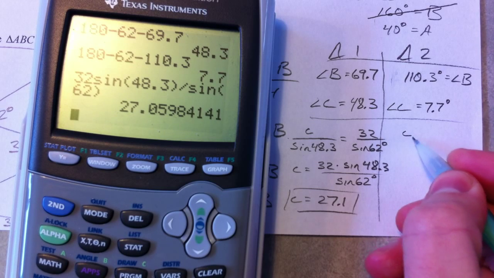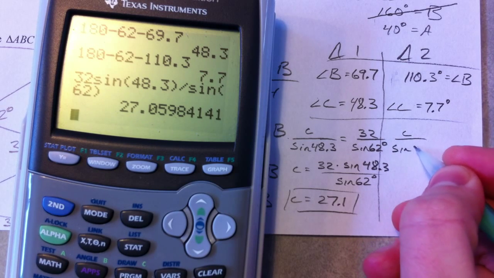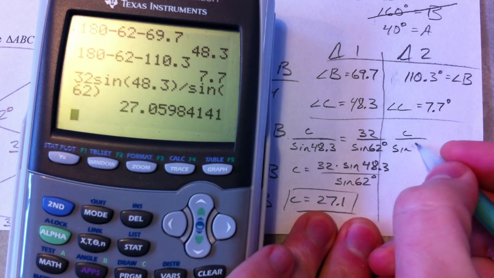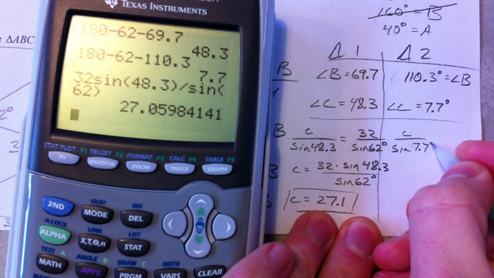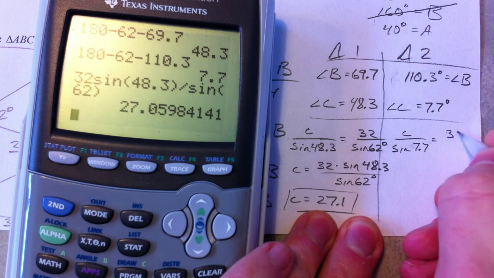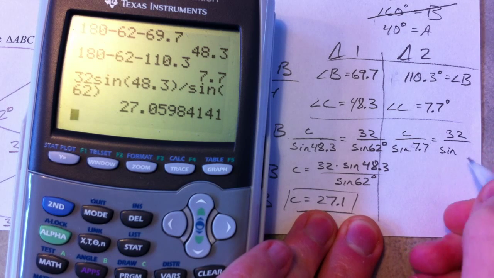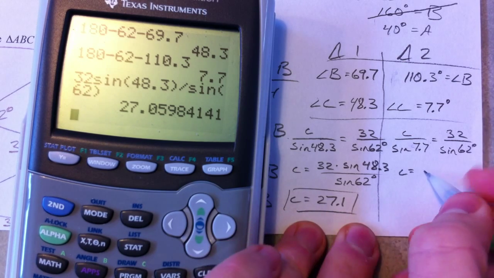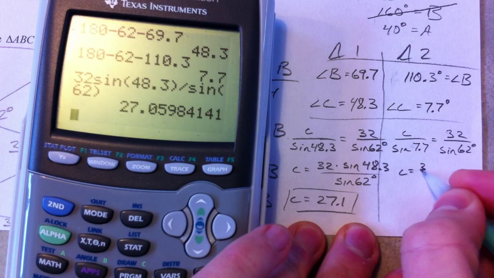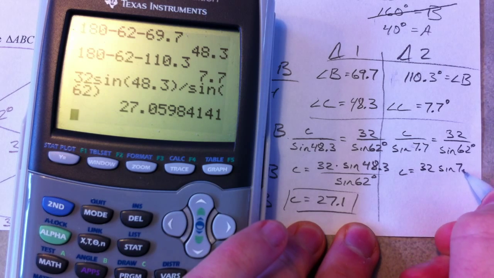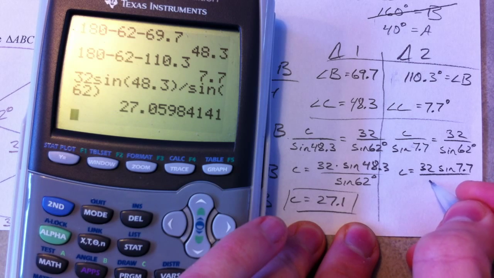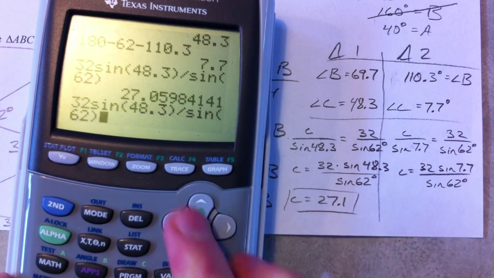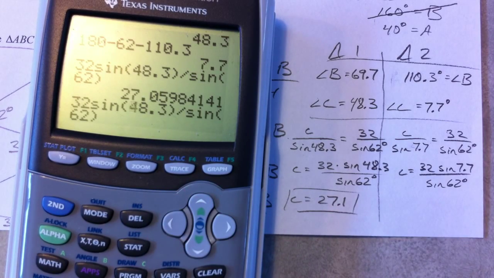And if we do the opposite one, sine C over the sine of 48, but now we're going to deal with angle C being something else, and so it'll be 7.7 degrees. But it's equal to the same ratio, 32 over sine of 62. So I multiply the sine of 7.7 to the other side. Multiply both sides by sine of 7.7. And so I'm going to hit second enter and just change my angle here, 7.7.